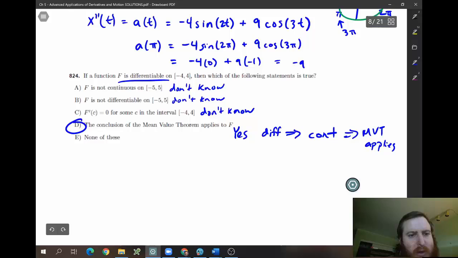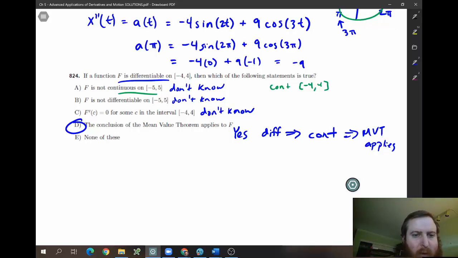All right. This one says, if a function is differentiable on negative 4 to 4, then which statement is true? A says f is not continuous. We have no clue if it's continuous on negative 5 to 5. We do know that it's continuous on negative 4 to 4. That has to be true. But negative 5 to 5, we don't know. Same thing for B. We know it's differentiable on negative 4 to 4, but we don't know about negative 5 to 5.